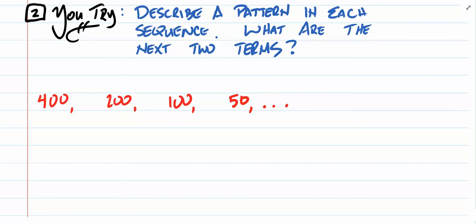Okay, box number 2 is you try. I want you to describe the pattern in each sequence. So how do we get from the first term to the second term to the third term? What's the pattern that you see? And then what are the next 2 terms?